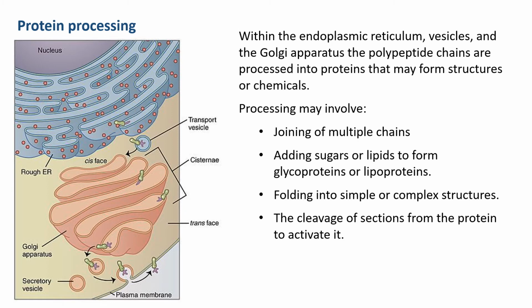There also might be some cleavage, and this is a classic activation of some chemicals that are chemical proteins that need to be activated before they can be used. And often activation involves chopping bits off or halving them. So you get cleavage of sections from the protein to activate it. We'll look at an example in a minute.